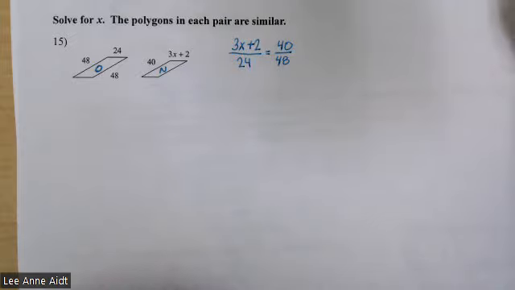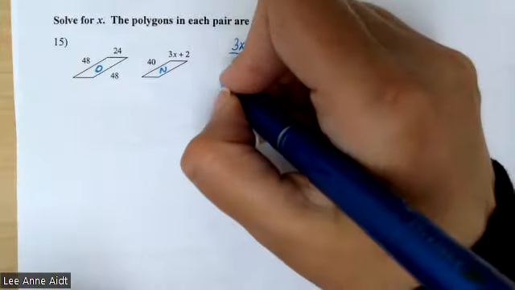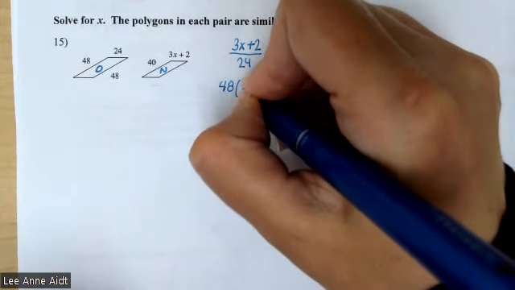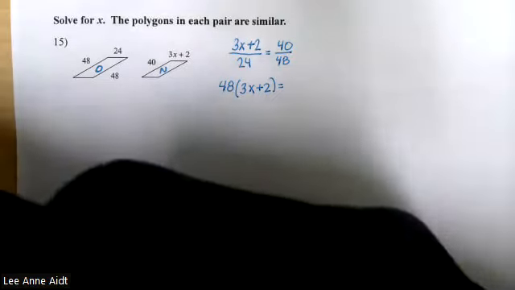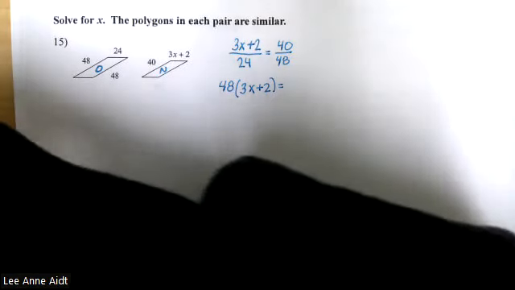Does that make sense? Okay, now cross multiply. So I'm gonna say 48 times 3x plus 2. Make sure to put that in parentheses. 24 times 40.